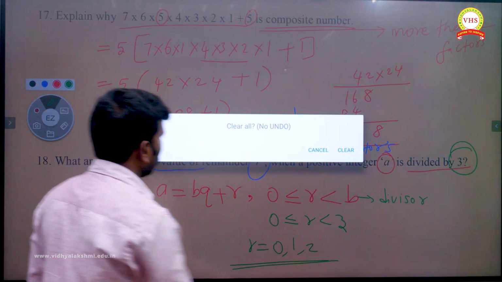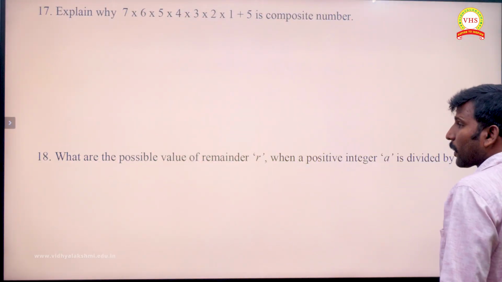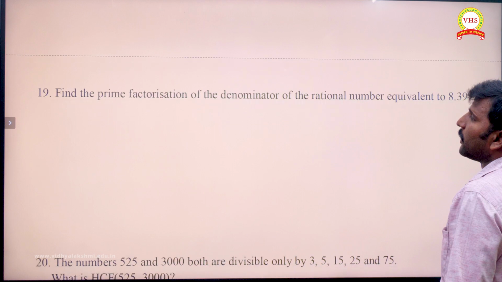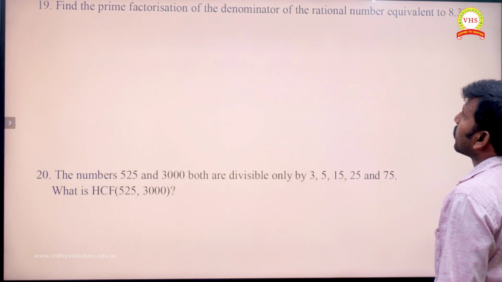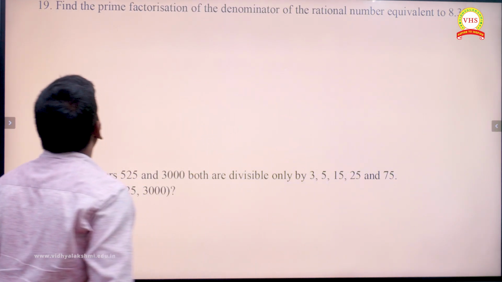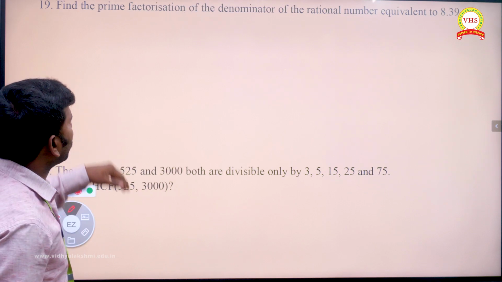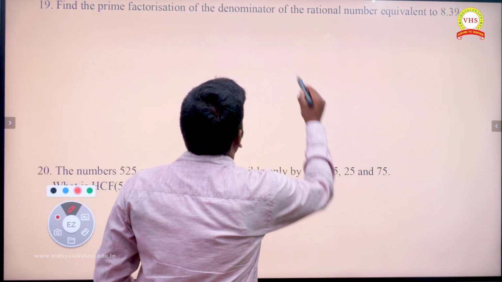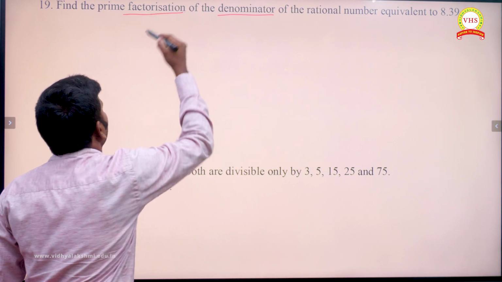Now we'll be going to question number 19. Okay. 19 will start. 19 and 20 is there. Okay, we'll start this. Right. 19. Okay. Find the prime factorization of the denominator. For the denominator, we have to find a prime factorization.